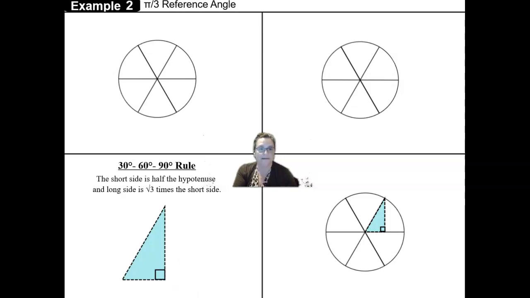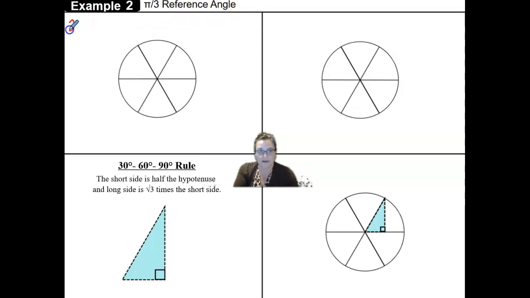Welcome back, and we're looking at example 2 in our notes for the unit circle. On the front of the booklet, we looked at the quadrantal angles, the pi over 2 reference angles. In example 1, we did pi over 4 reference angles. Now we're going to look at the pi over 3 layer.